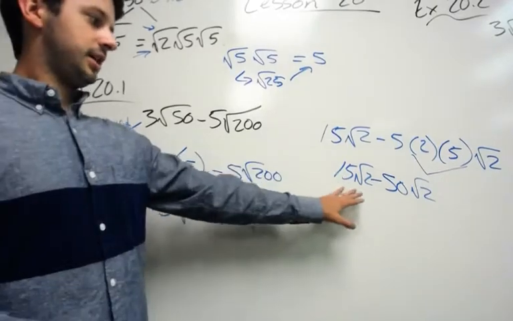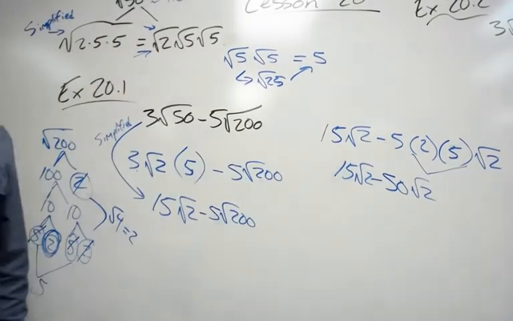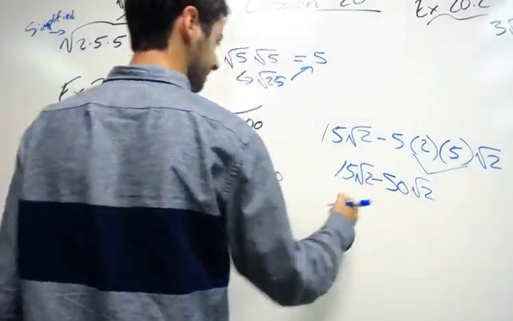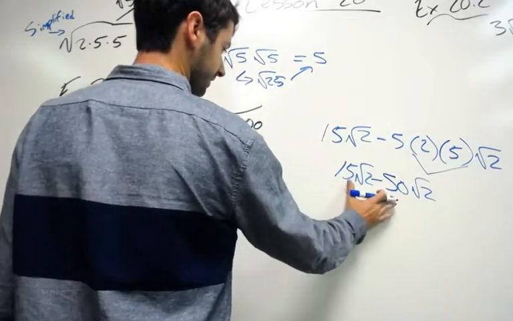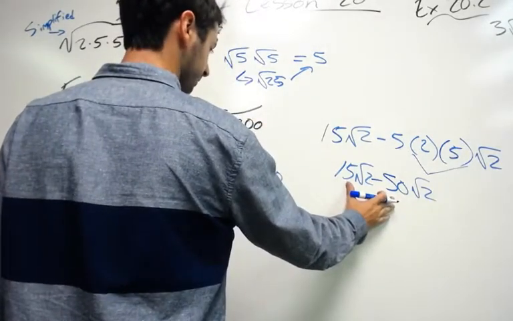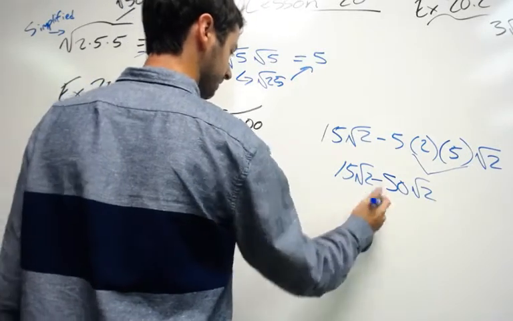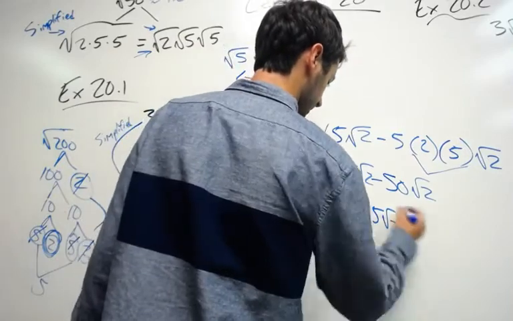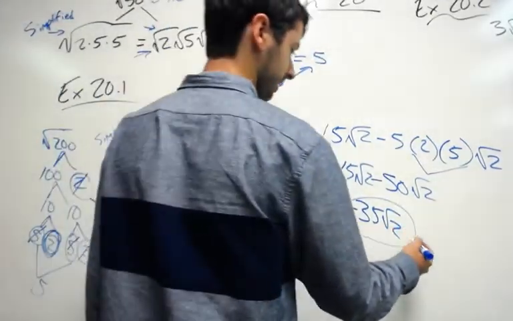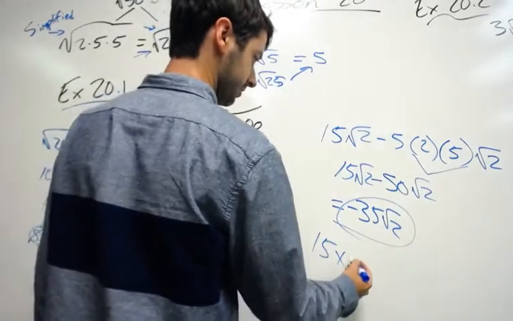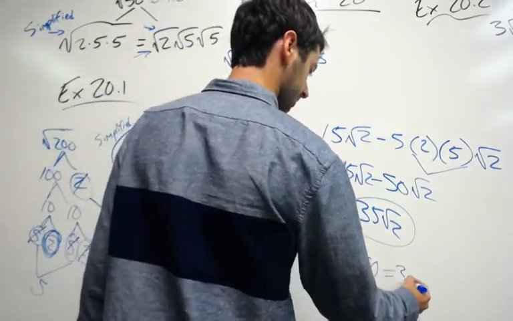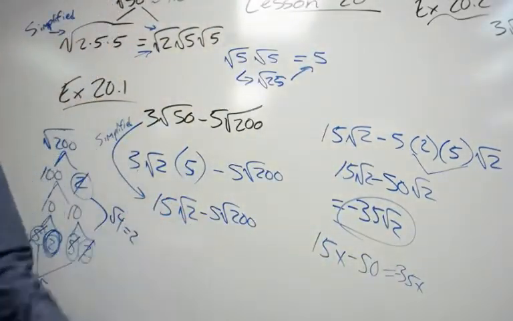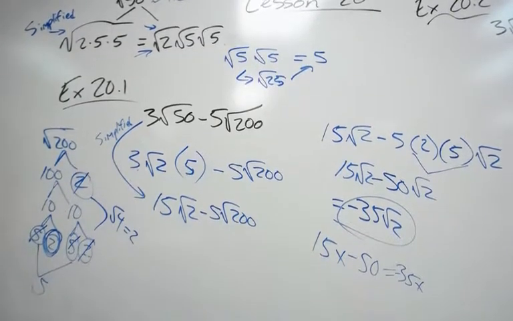So now we have 15 radical 2 minus 50 radical 2. Because they have the same radical, we can consider these like terms, therefore subtracting the 50 from the 15. So 15 minus 50 would equal negative 35 radical 2. And that would be your answer. It's the same thing as saying 15x minus 50x. That'd be negative 35x. That's the same concept. We just have a radical in this scenario. So that's how you do simplification of radicals.